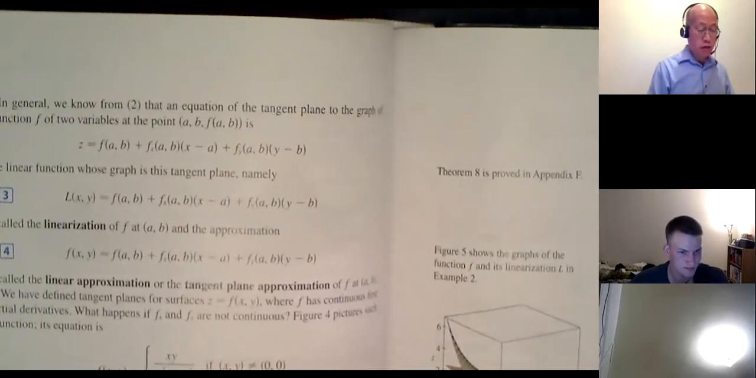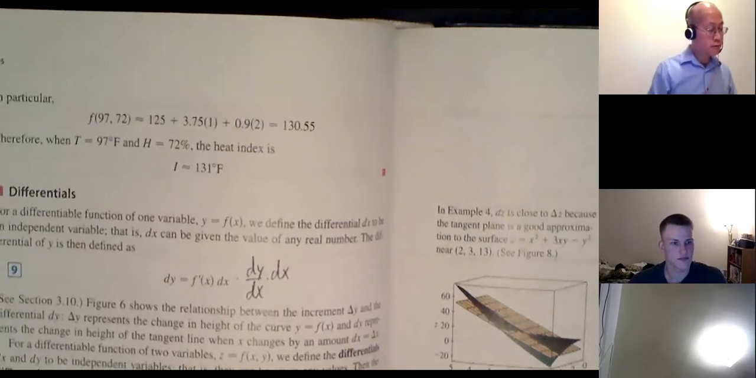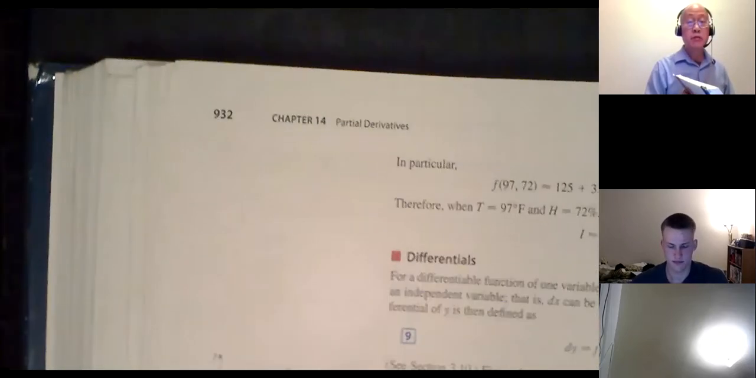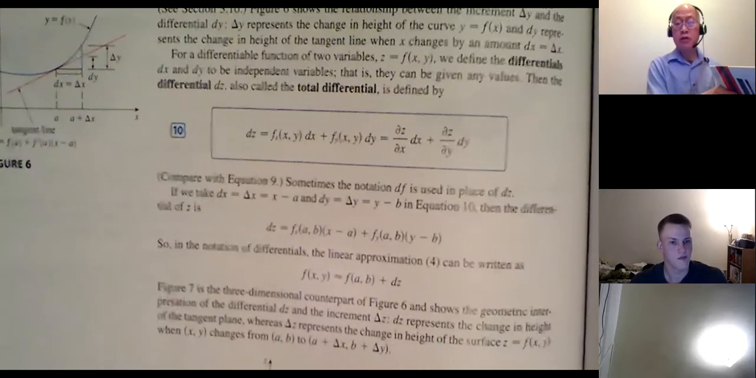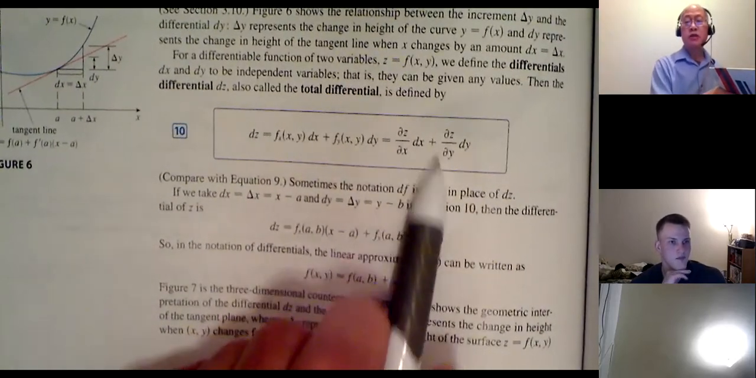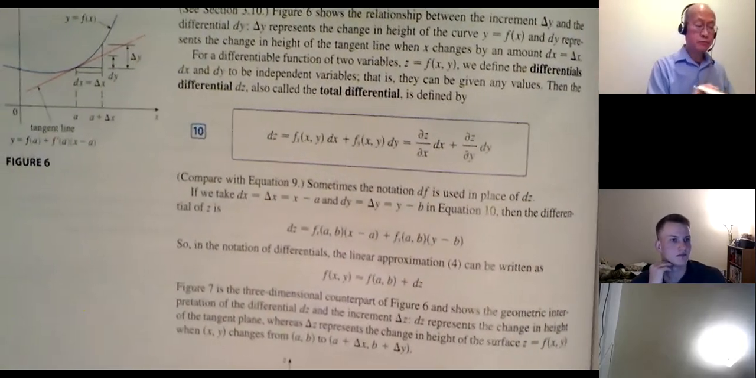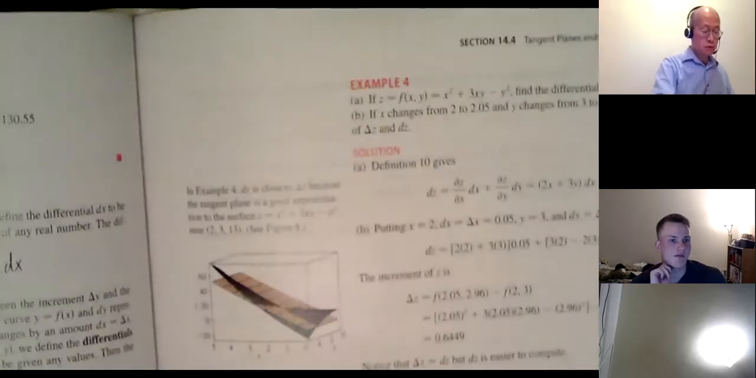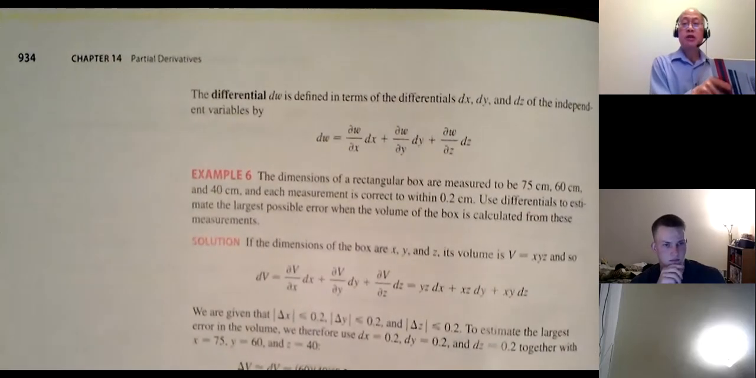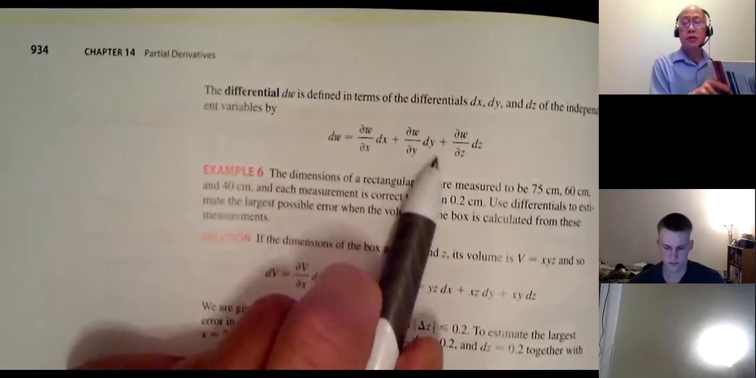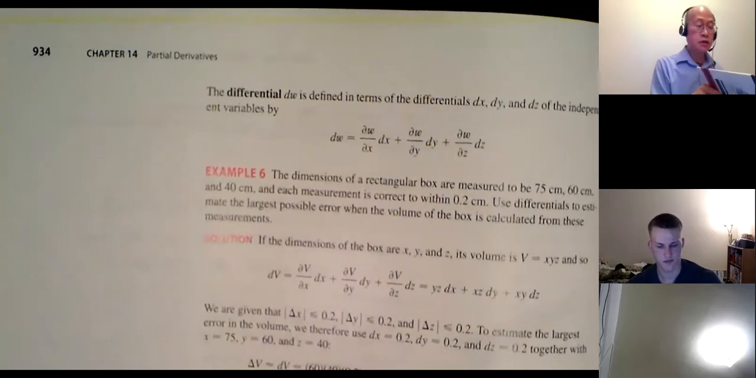All right, and then for differentials, page 932, dz is partial with respect to x dx plus partial with respect to y dy. If you have a function of 3 variables, say w, dw is partial of w with respect to x dx plus partial of w with respect to y dy plus partial of w with respect to z dz.